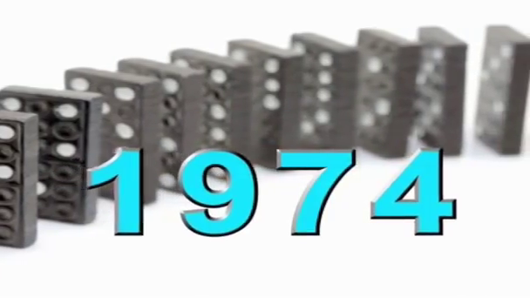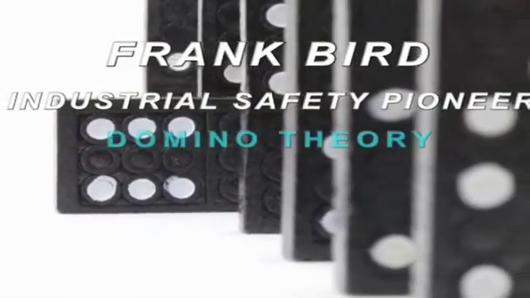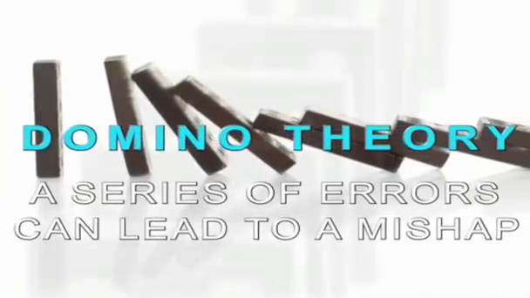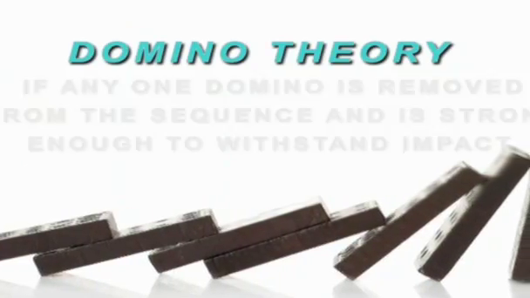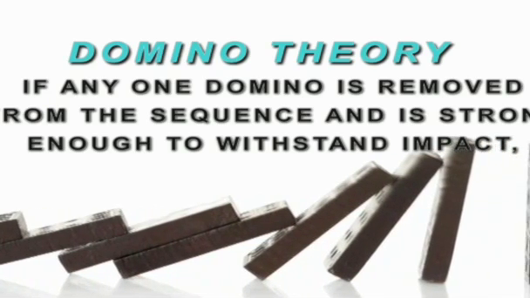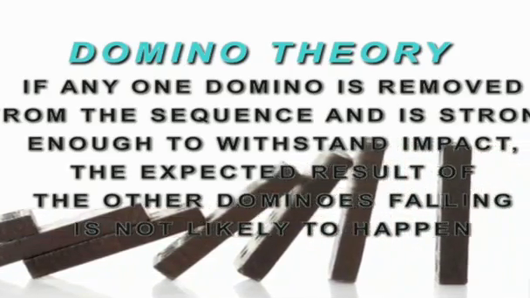In 1974, Frank Bird, an industrial safety pioneer, endorsed the domino theory, correlating that a series of errors can lead to a mishap. Like dominoes falling, one sequentially leads to another until the final piece falls. The domino theory implies that if any one domino is removed from the sequence and is strong enough to withstand impact, the expected result of other dominoes falling is not likely to happen.